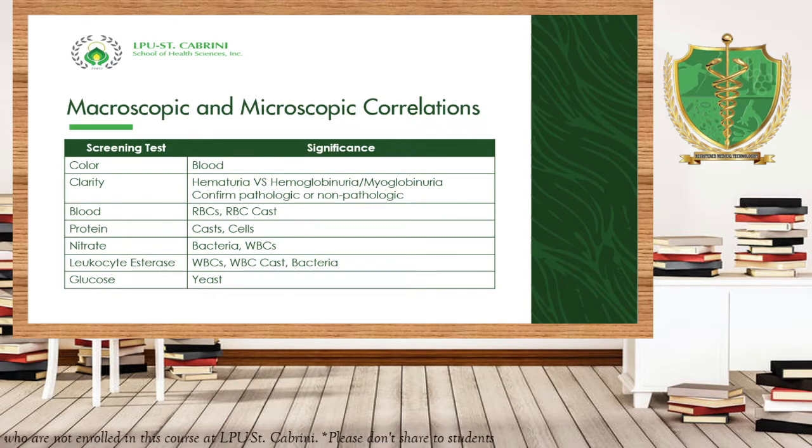Okay? But if we are going to differentiate the turbidity or the clarity between hematuria and myoglobinuria, no? Yung pong hematuria, ang kanyang supernatant will be clear. Okay? Will be clear because our RBC settles at the bottom of the tube after centrifugation. While hemoglobinuria and myoglobinuria are slightly turbid, okay, and the supernatant appears pinkish in color because of myoglobin and hemoglobin.